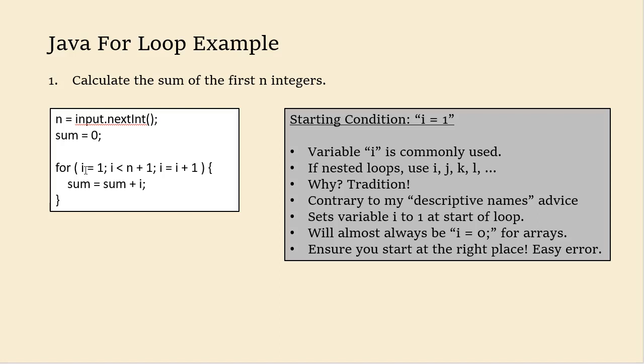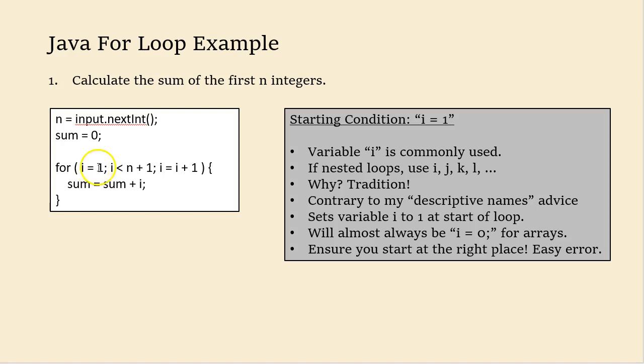So this is, again, just a tradition. This is telling people you understand programming, you understand the computer science community. So by all means, use I for your loops. If you need to nest the loops, then you can use J. And if you need to nest them again, you use K. Okay?